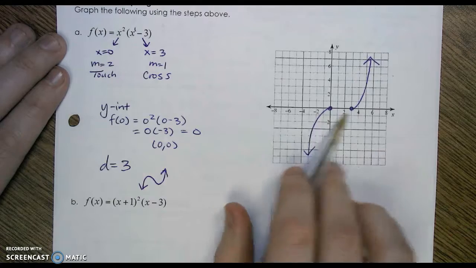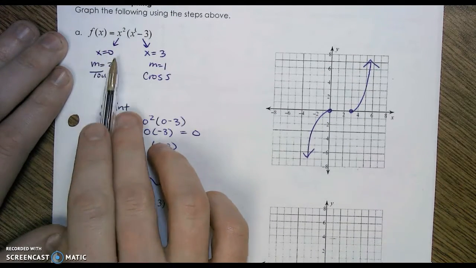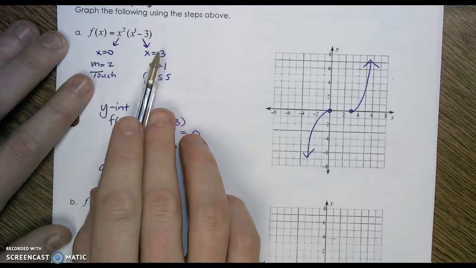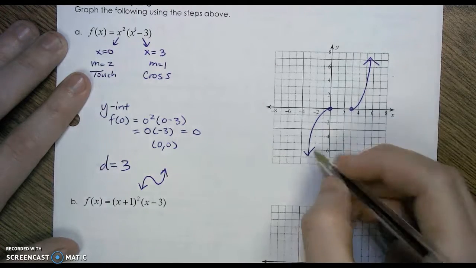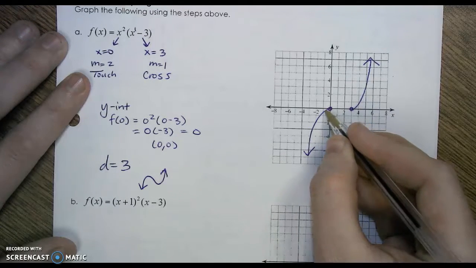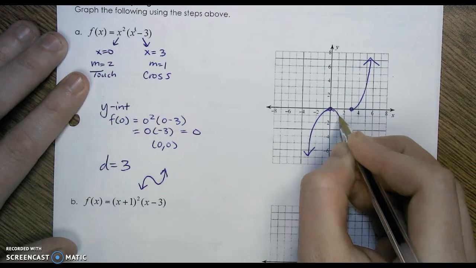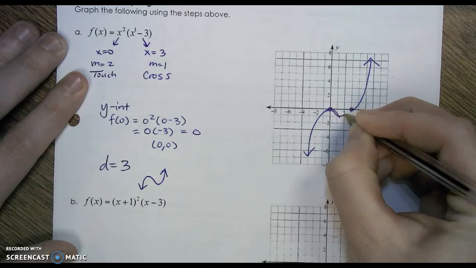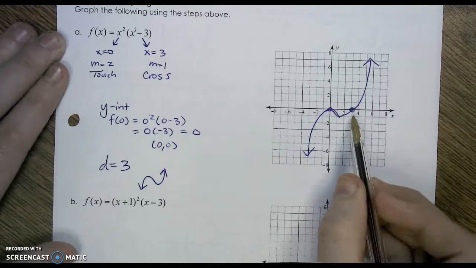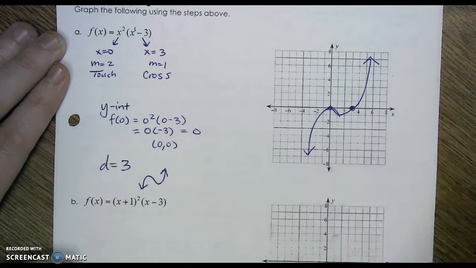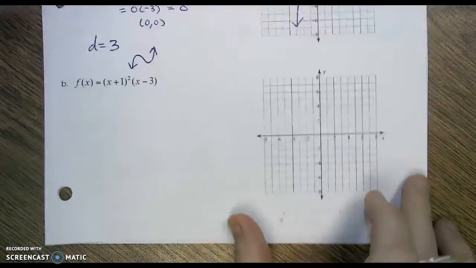And then I have to figure out how to connect them here. And so what we said was at 0, it touches, and at 3, it crosses. So that means as we go left to right, as we touch 0, it just touches and bounces back. It bounces back down. And then it's going to swoop back up and cross through the 3. Crosses through the x value of 3 to go up. So that is a sketch of your graph, a rough sketch.